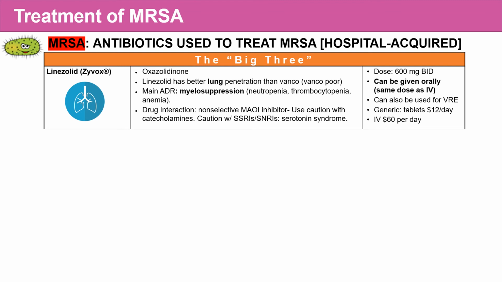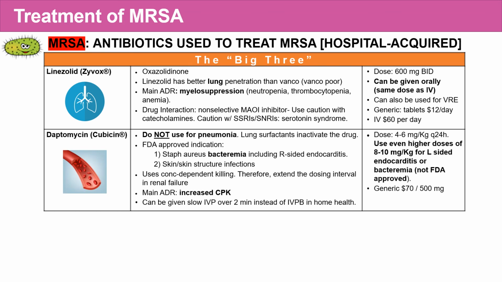The dose is 600 milligrams twice a day, and one of the advantages is that it can be given both IV and oral with good absorption. Now, linezolid, as you'll see later on, can be used for VRE or vancomycin-resistant enterococcus. The price has come down significantly since it went generic, and so it is an affordable antibiotic to use and recommend.